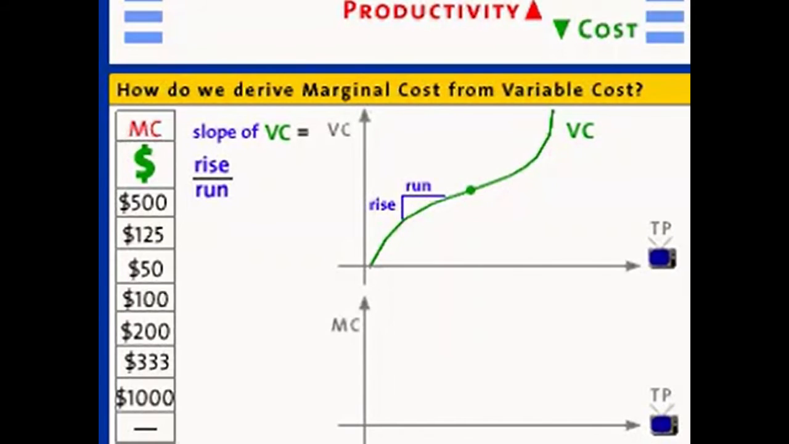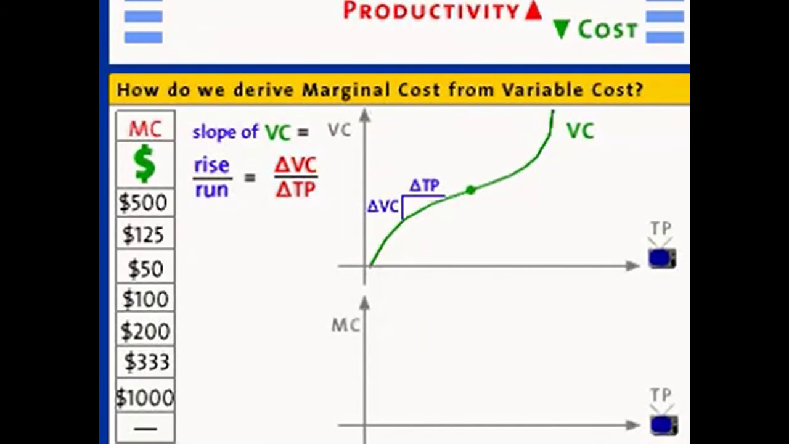So the slope of the curve, the rise over the run, is the change in variable cost that results from a change in output. Well, that's the definition of the marginal cost. So if you want to graph the marginal cost curve, and you want to do it in a kind of intuitive way that relates it to the definition of marginal cost, you can work from the variable cost curve itself. The marginal cost curve is a graph of the slope of the variable cost curve at every point.